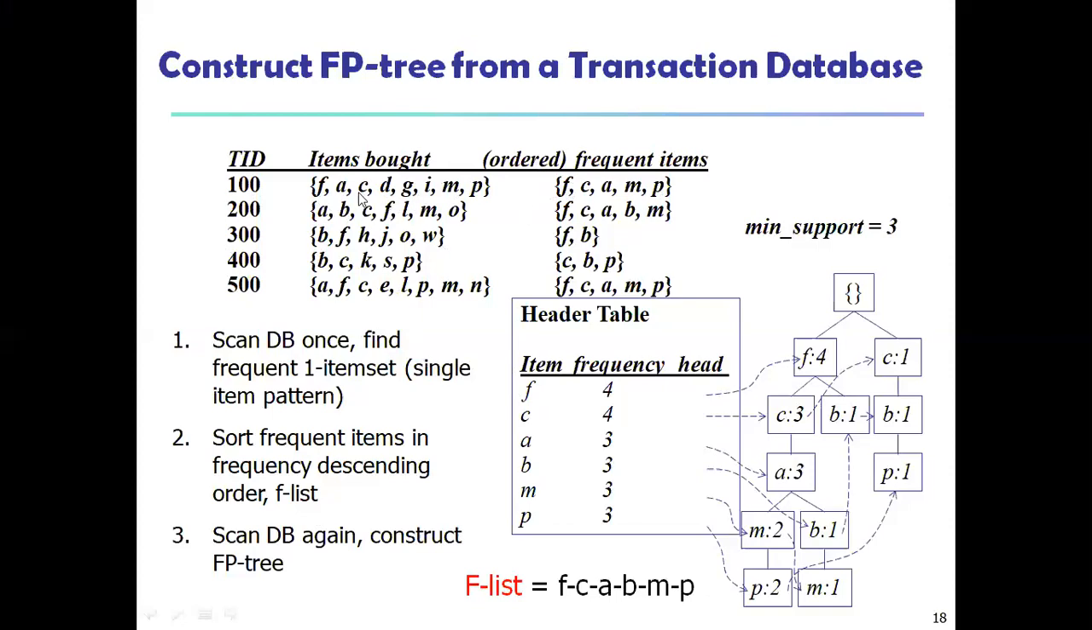The second one is C. C is coming in the second order, so I am writing C here. And similarly D. D is not in this order, so I am eliminating D. Again, G is not in this order, so I am eliminating G. I is also not in this order, so I am eliminating I.